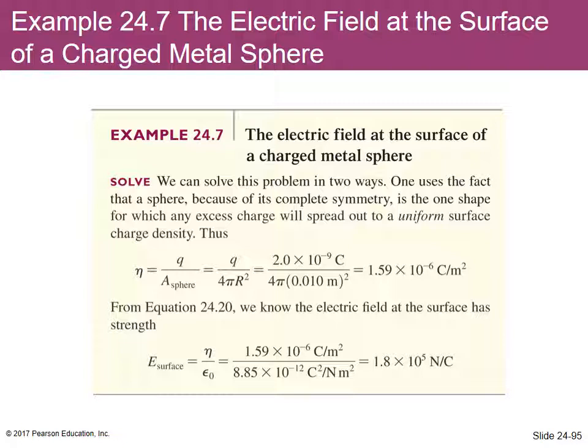We can solve this problem in two ways. One uses the fact that a sphere, because of its complete symmetry, is the only shape for which the excess charge will spread out to a uniform surface charge density. The surface charge density is 1.59 times 10 to the minus 6 coulombs per square meter. The electric field must be 1.8 times 10 to the 5 newtons per coulomb.